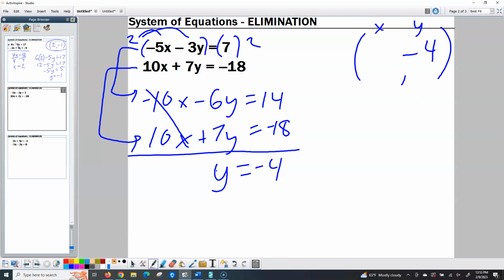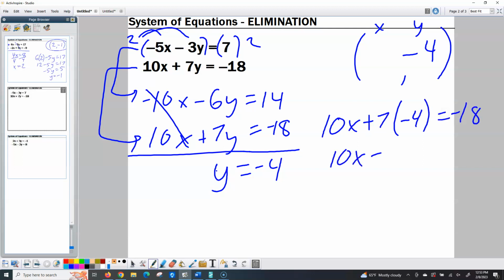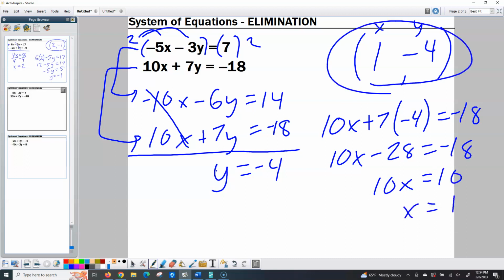And I'm going to punch it into that bottom one. I've got 10x plus 7 times negative 4 equals negative 18. That's 10x minus 28 equals negative 18. When you add the 28 over, you get positive 10. That's x equals 1. So that should be the solution to that system of equations, or the point where those two lines intersect.